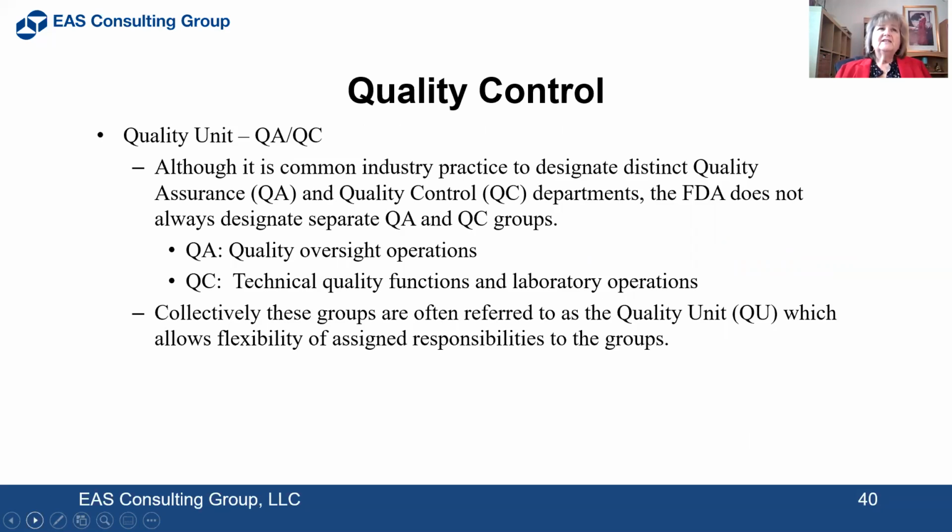Common industry practice is to call quality assurance the oversight operations for quality, and then quality control would be the technical people that do quality functions, and then the laboratory operations. The FDA does not make any distinction between that, so when you're reading through the regulations, it's a little confusing. Oftentimes anymore, people just refer to that entire group as the quality unit or QU, and that way you don't have issues with the definitions.